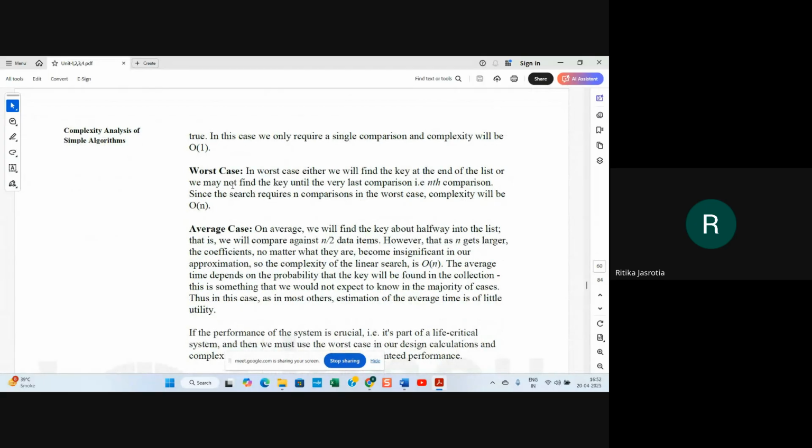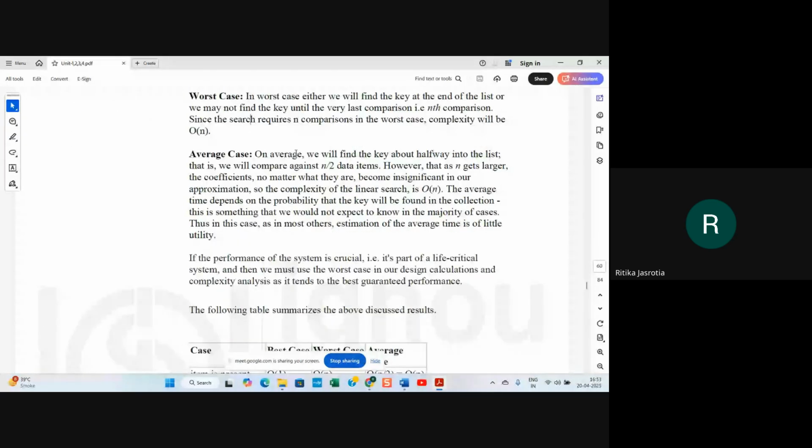The worst case will be if it is at the last. In the worst case, either we will find the key at the end of the list, or we may not find the key until the very last comparison. That means either you find it at the last position, or you do not find the key in any position. That will be known as the worst case, which is O(n). And the average case: on average, we will find the key about halfway in the list. That is, we will compare against n/2 data items.